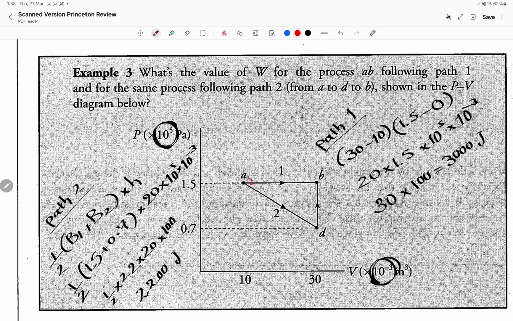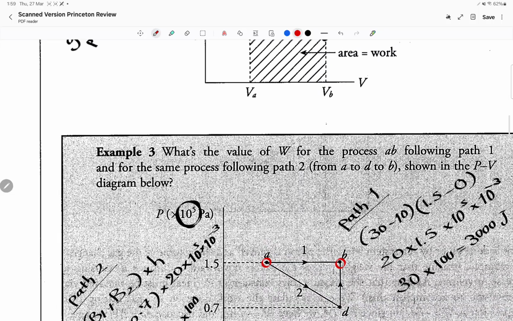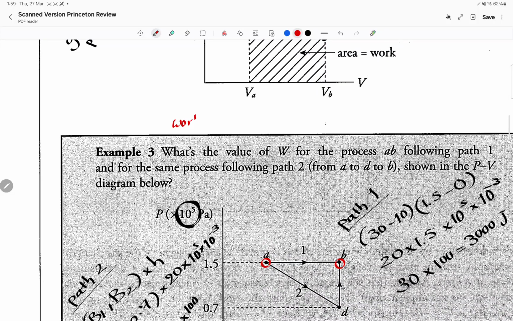Now what matters here is that we're both starting at A, we're both ending at B, but simply during different paths. And here different paths gave you different works. You know what that means? The work is path dependent. So work is path dependent. That's what that means.